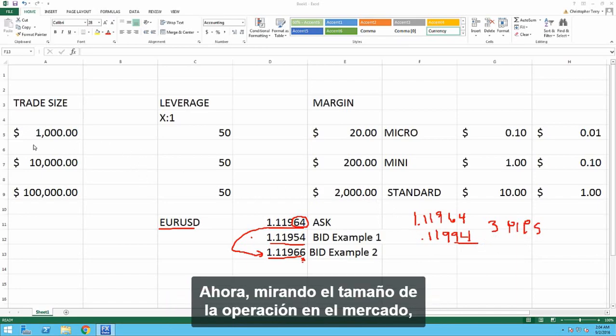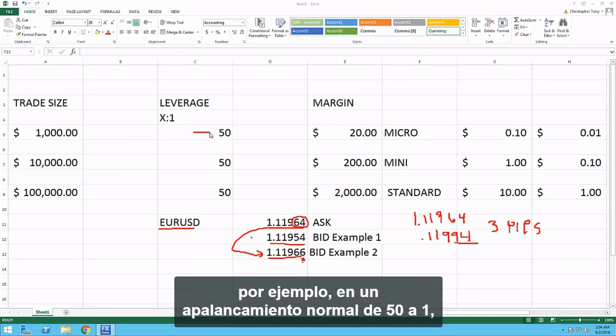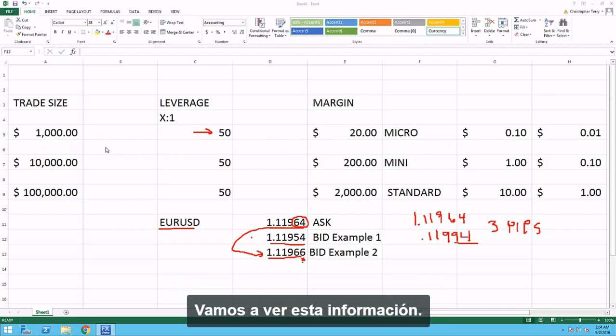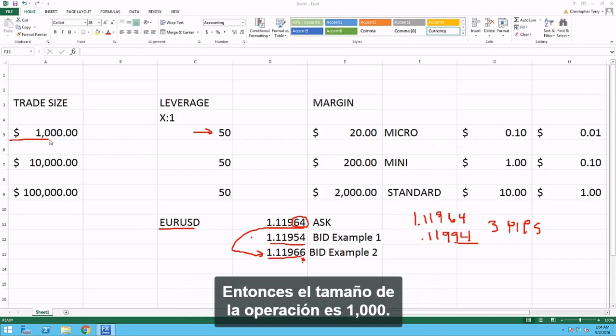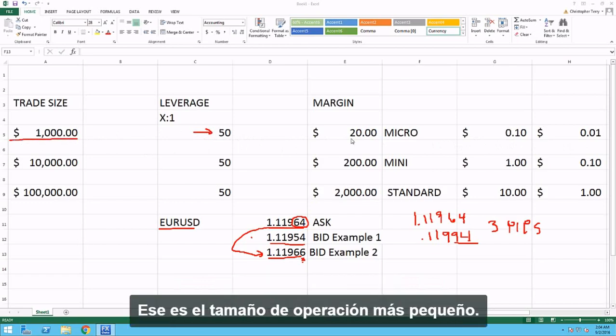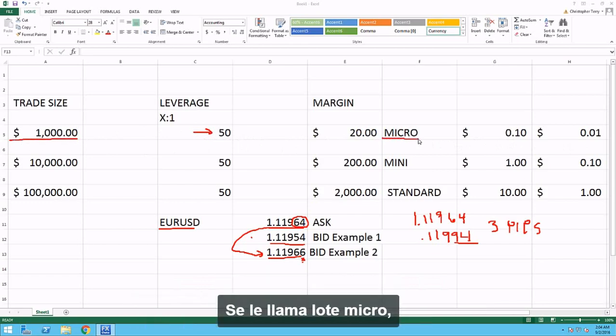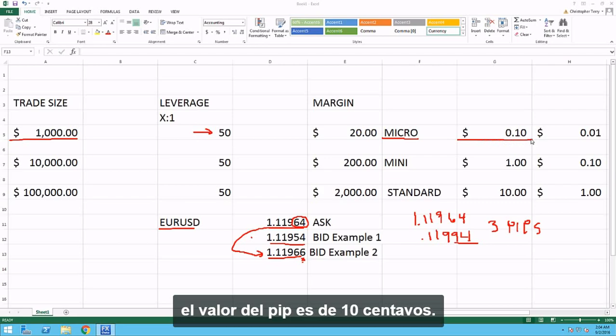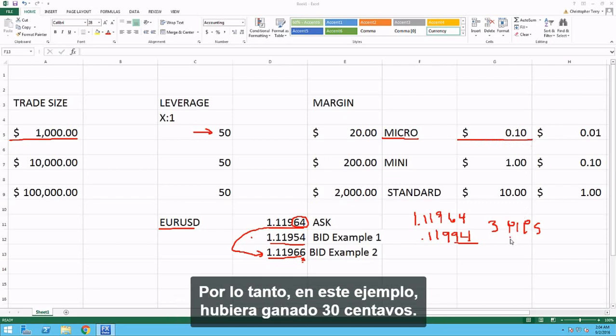Now, looking at the trade size in the market, for example, on a normal 50-to-1 leverage, and it doesn't matter at this point, we're going to look at this information. So the trade size is 1,000. That's the smallest trade size. It's called a micro lot. And when a micro lot moves up or down, the pip value is 10 cents. So in this example, you would have made 30 cents.